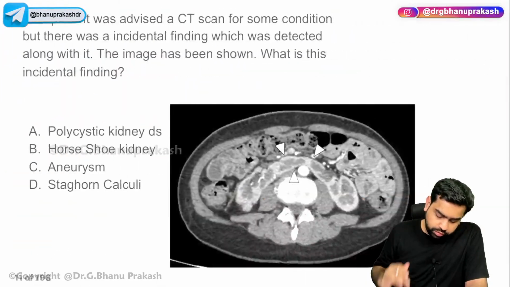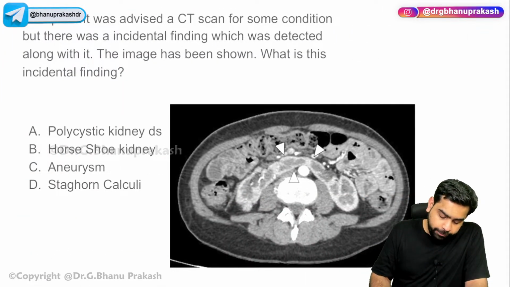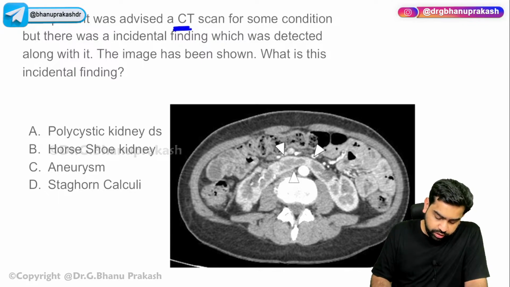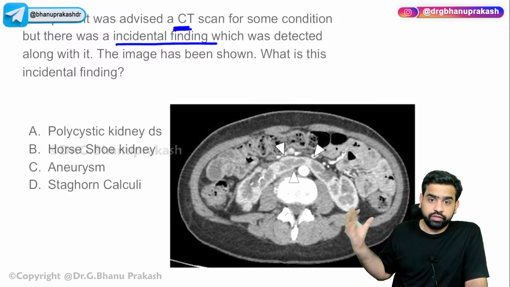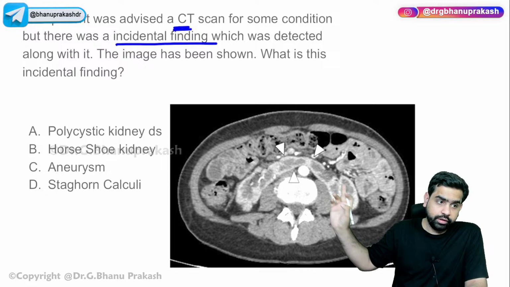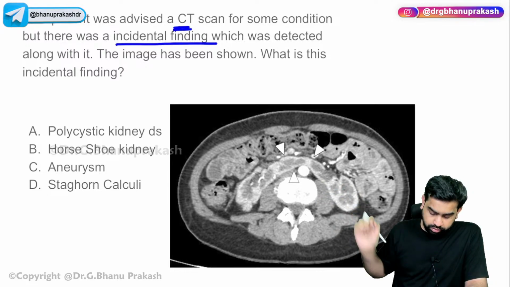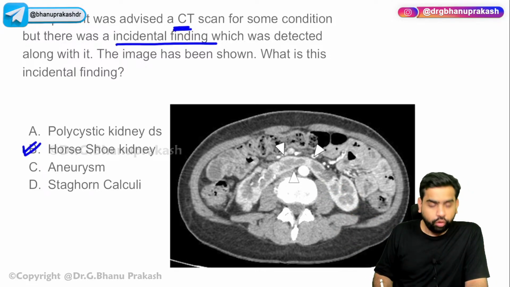Now, this is one of the very simple questions. A patient was admitted with a CT scan for some particular condition, and incidentally the patient was found to have this particular thing. The image has been shown to you. What is the incidental finding in this particular patient? So what are you basically able to see over here? What is this? Yes, absolutely right.